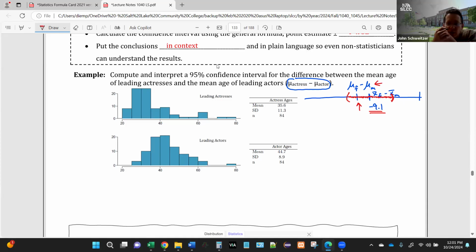Because of sampling error, we know it's probably not exactly negative 9.1. That's our best number, but at the same time we know it's a little bit off. We just don't know if it's more than that or less than that. That's what the confidence interval will do for us. It'll give us a range of plausible values for that difference in the two parameters. So how does it work? Well, we have to check the conditions.